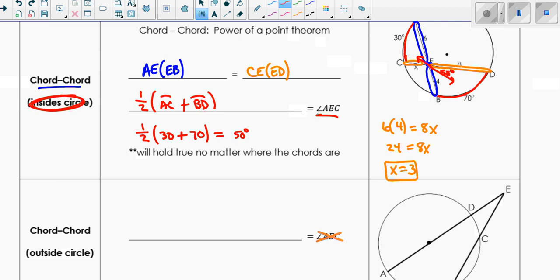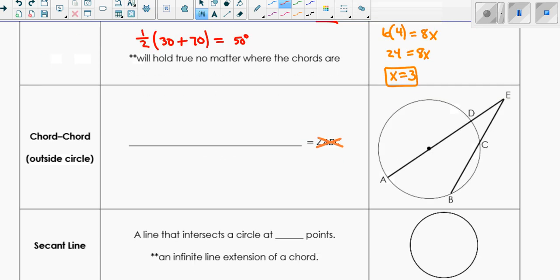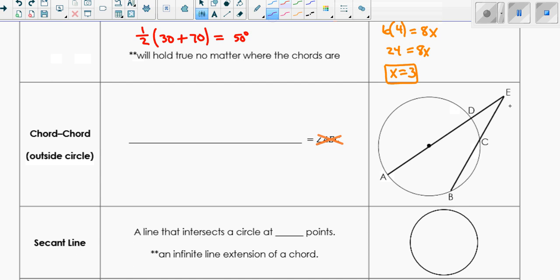The important thing is that those angles, at least angle AEC, are inside the circle. If we have angles that go outside of the circle, like this, we can figure out what this angle is, even though it's outside of my circle. Sorry, this is not a chord. What we say here is very similar. Notice that this angle, AEB, so this should be angle AEB.